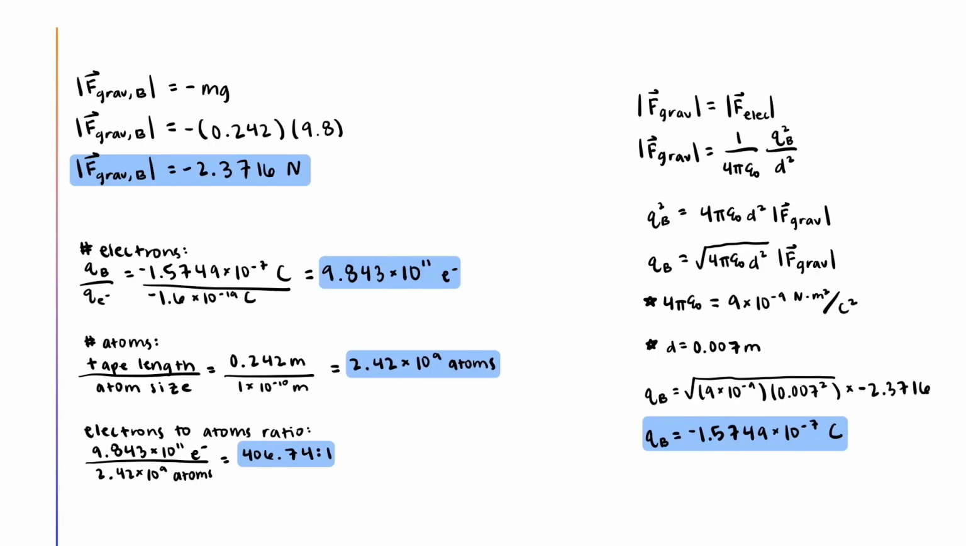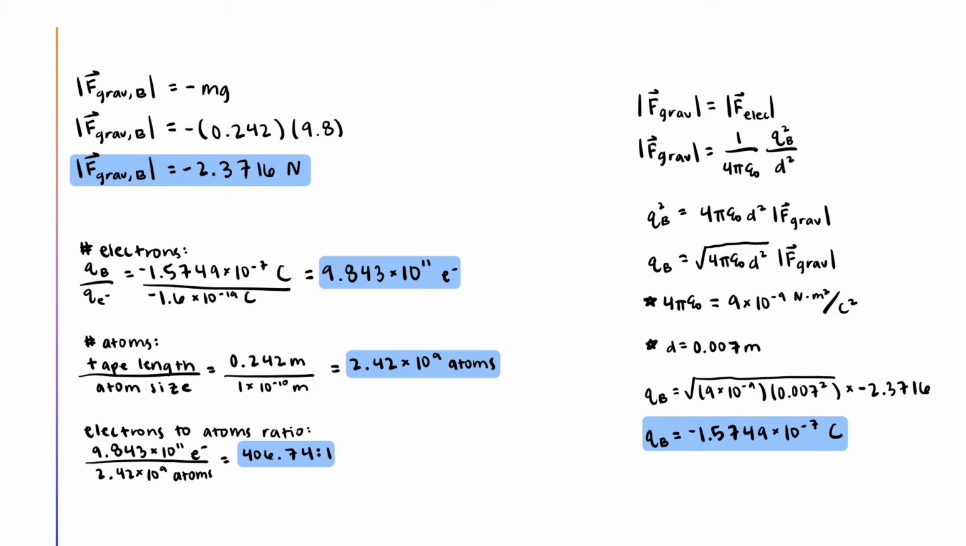So here's our calculations. On the top left, we find that the force of gravity on tape B can be found by negative mg. M is the mass that we found, 0.242 grams, and g is the gravitational acceleration, which is 9.8 meters per second squared. And we multiply those together and find that the gravitational force is negative 2.3716 newtons.